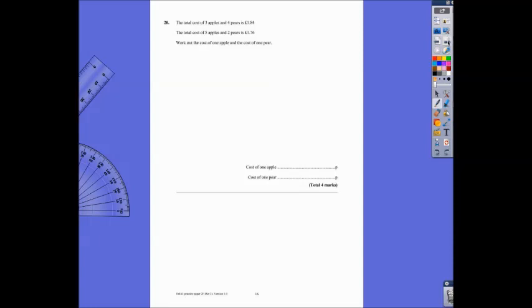Question 20. The total cost of 3 apples and 4 pears is £1.84, and the total cost of 5 apples and 2 pears is £1.76. Work out the cost of 1 apple and 1 pear. Well, we've got 3 apples and 4 pears, and that is £1.84. And we've got 5 apples and 2 pears, which is £1.76.